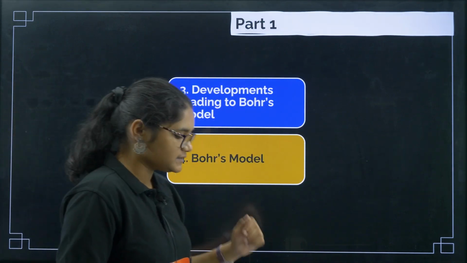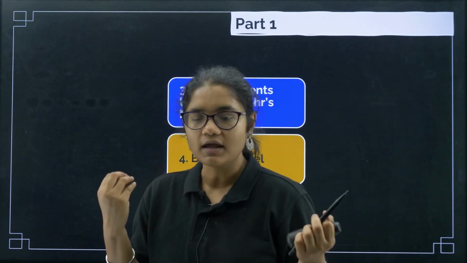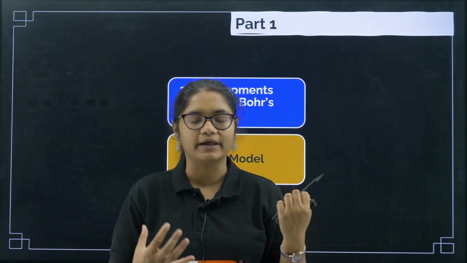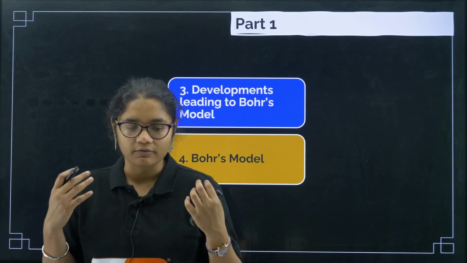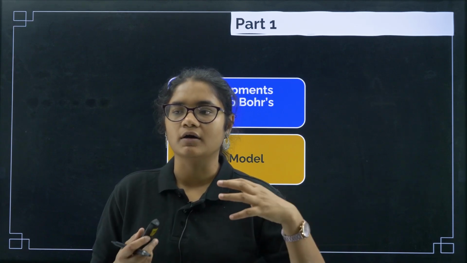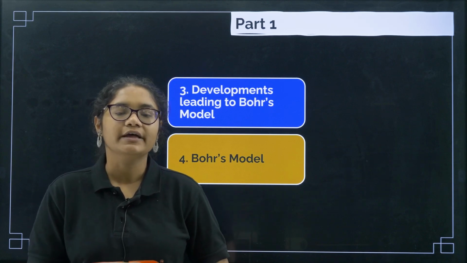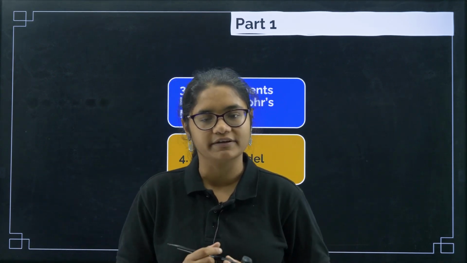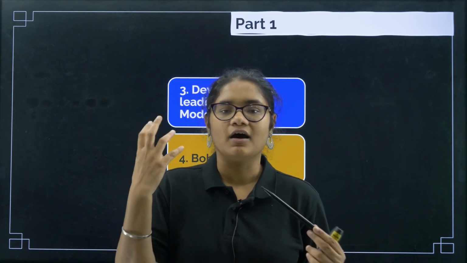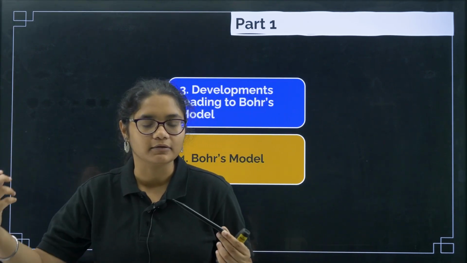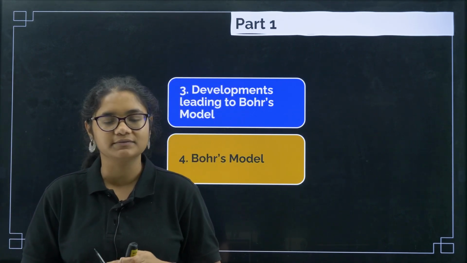Now what is this development leading to Bohr's model? See here, like how Rutherford did the gold foil experiment to get a conclusion about the model of the atom. Similarly, when Bohr thought to develop the atomic model, before that some scientific observations were found out, and from these observations or results Bohr took his idea and then proposed his model of the atom.